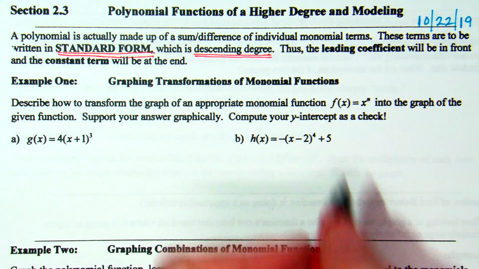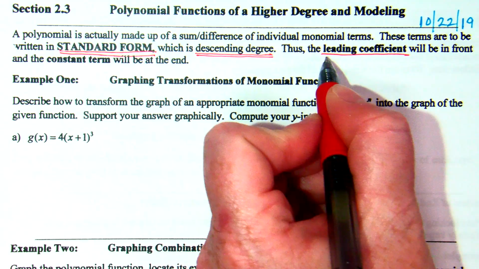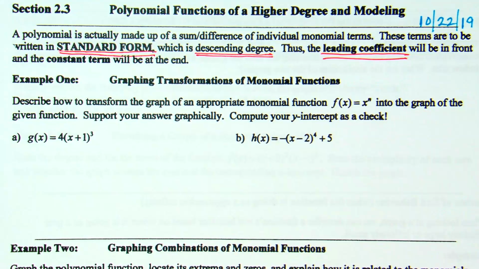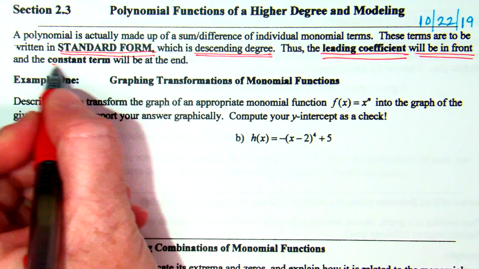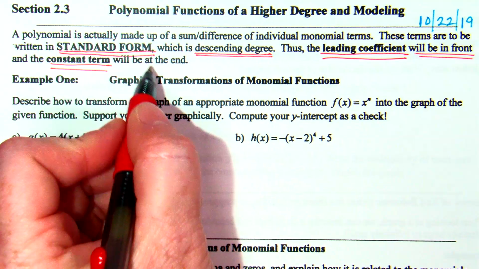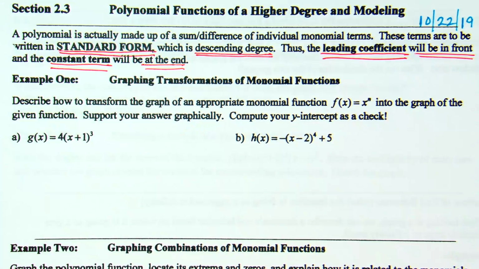So when I ask you for leading coefficient, if you have multiple terms, that leading coefficient is going to be in the front. That leading coefficient is whatever's in front of that highest degree term. And then that will also put the constant, which remember a constant is just a number, no variable, at the end. Okay, so basic little definitions there.